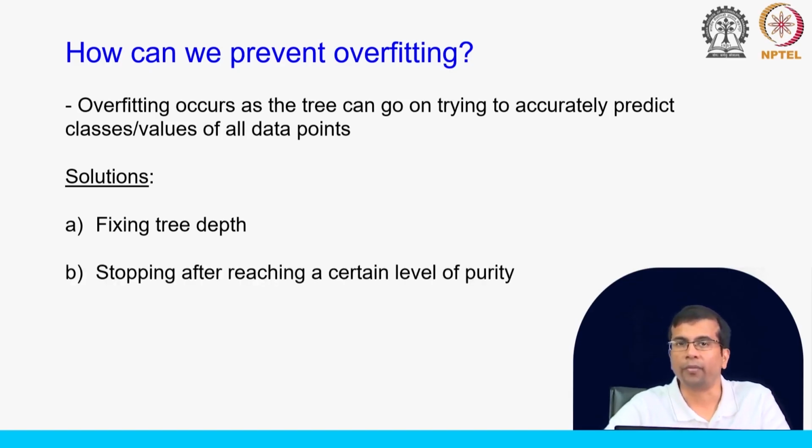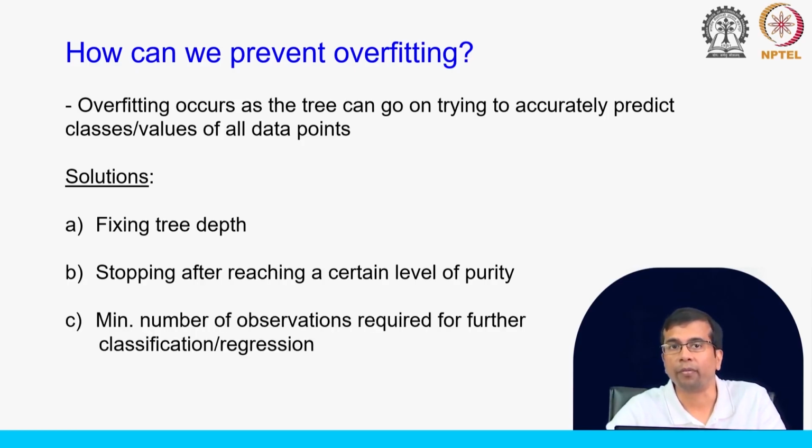We can also stop after reaching a certain level of purity. After we have reached a certain level of purity in the classification process, we stop the tree. We do not allow the tree to go further. We can also specify the minimum number of observations that will be required to build another level of classification or regression. So, this is something we can also restrict. Or, after the tree is built, we can do something called pruning. We can remove those deeper levels by a process called pruning.